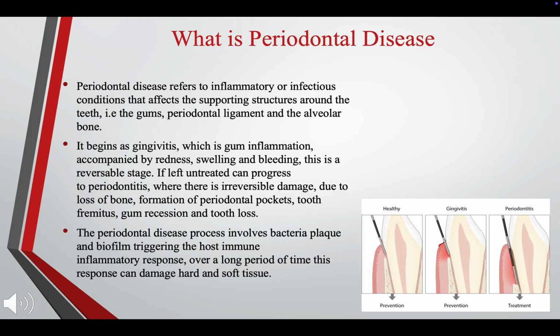So this brings us to what is periodontal disease. Periodontal disease refers to inflammatory or infectious conditions affecting the supporting structures around the teeth, namely the gums, periodontal ligaments, and the alveolar bone. It all starts with gingivitis. That's the early stage, where gums become red, swollen, and may bleed. The good news is it's reversible. But if left untreated, it can progress to periodontitis, which involves irreversible bone loss, periodontal pocket formation, gum recession, tooth mobility, also called phimosis, and tooth loss.